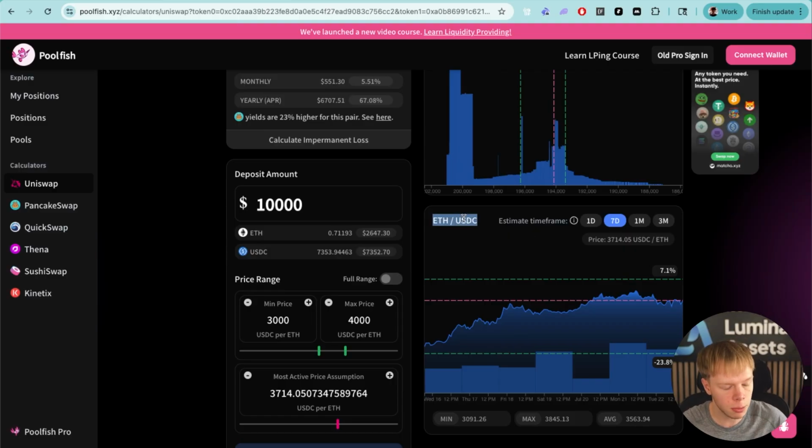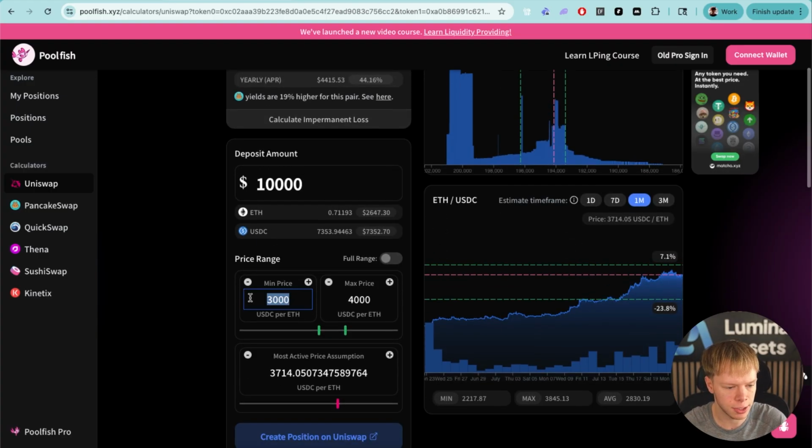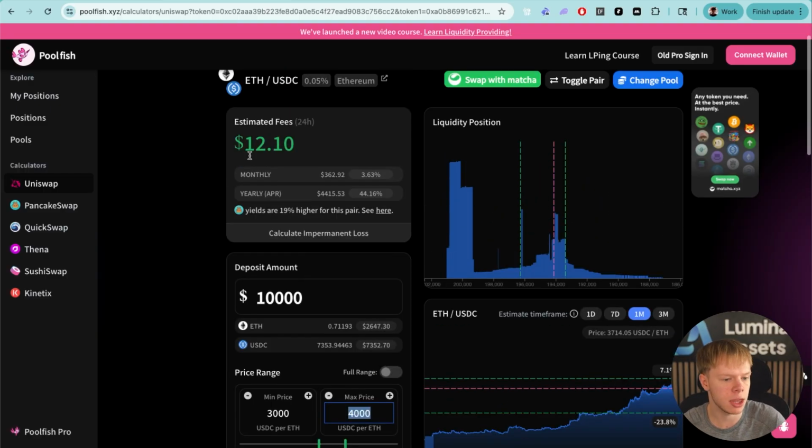It shows the Ethereum to USDC price chart. This is the price of the pool. On top of that, it allows you to select how much data is being factored in across 1 day, 7 days, 1 month, and 3 months. You can enter in your deposit amount as well as select your price range, which will use 3,000 to 4,000 USDC per Ethereum, and then you're able to see estimated fees. In this instance, it's about 44% per year or $12 per day.